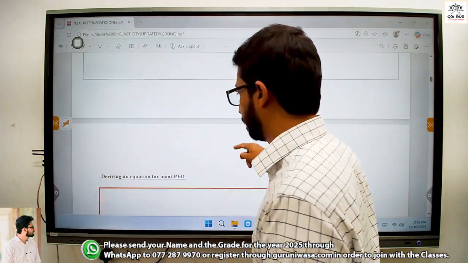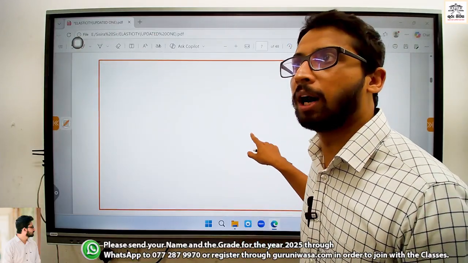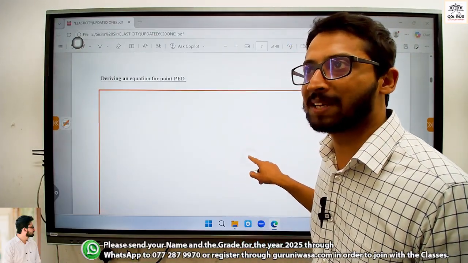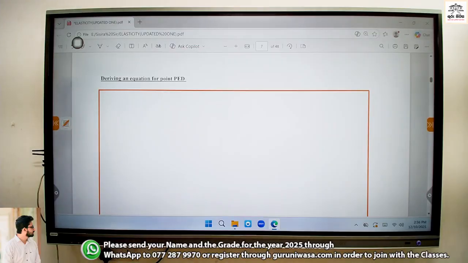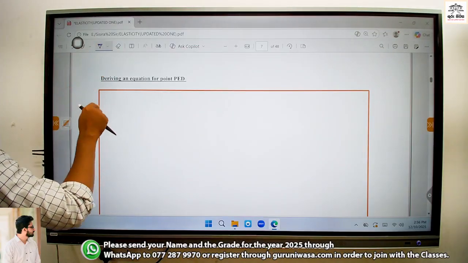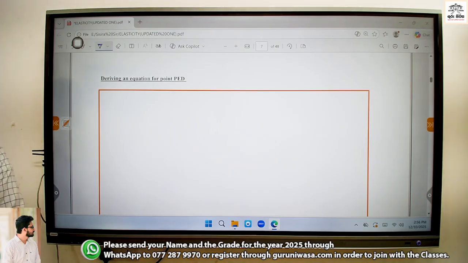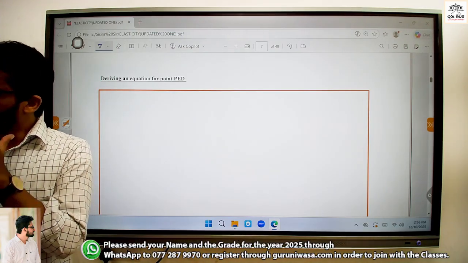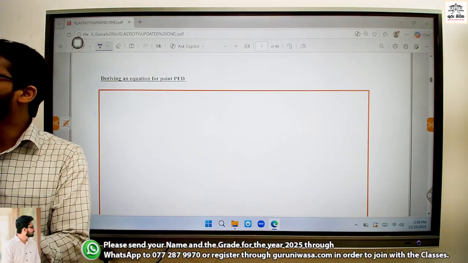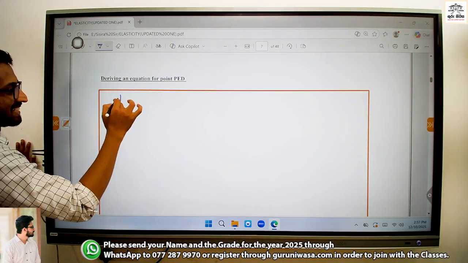Next one: derive an equation for point price elasticity of demand. Advanced mathematics. Look at the board. If you have any unclear point, please let me know. Sanuli, what is your original equation for calculating price elasticity of demand?